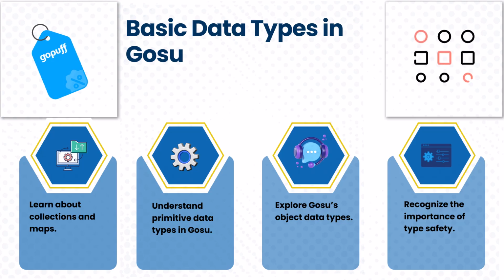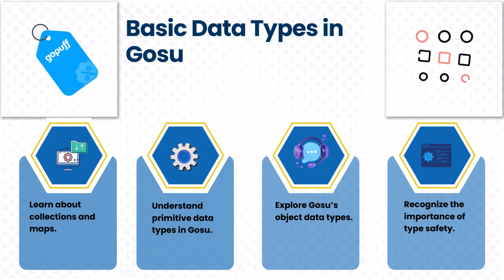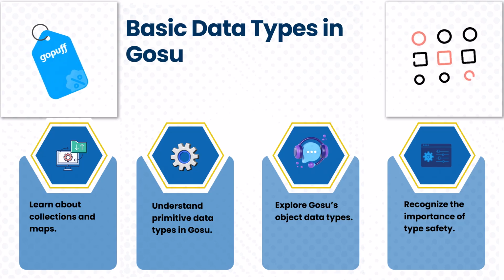Data types are the building blocks of programming. Here, we'll review Gosu's primitive and object types, collections, and maps. Type safety may sound boring, but trust me, it's critical. Let's add a sprinkle of fun while we discuss these technical terms.